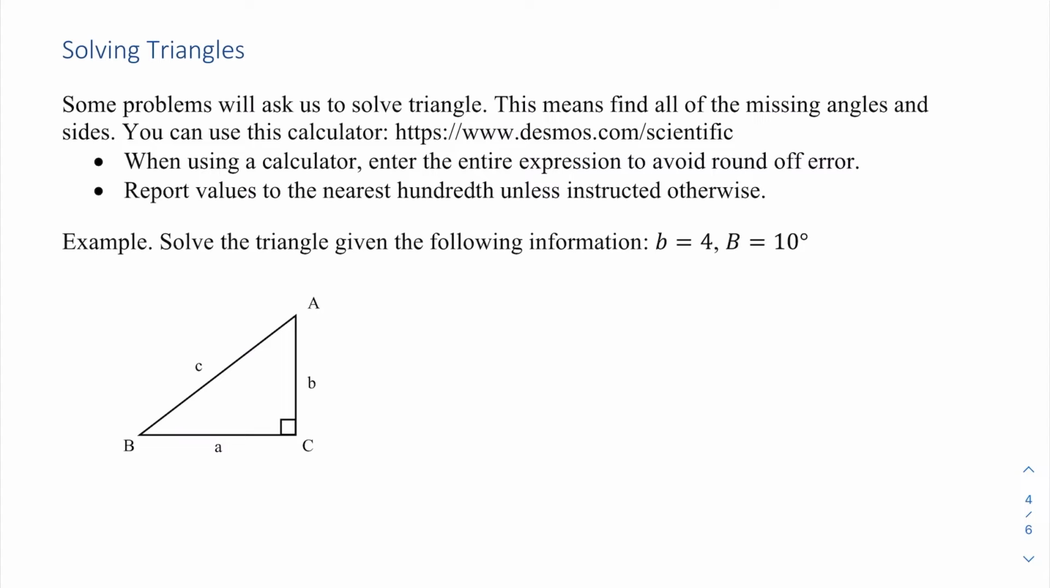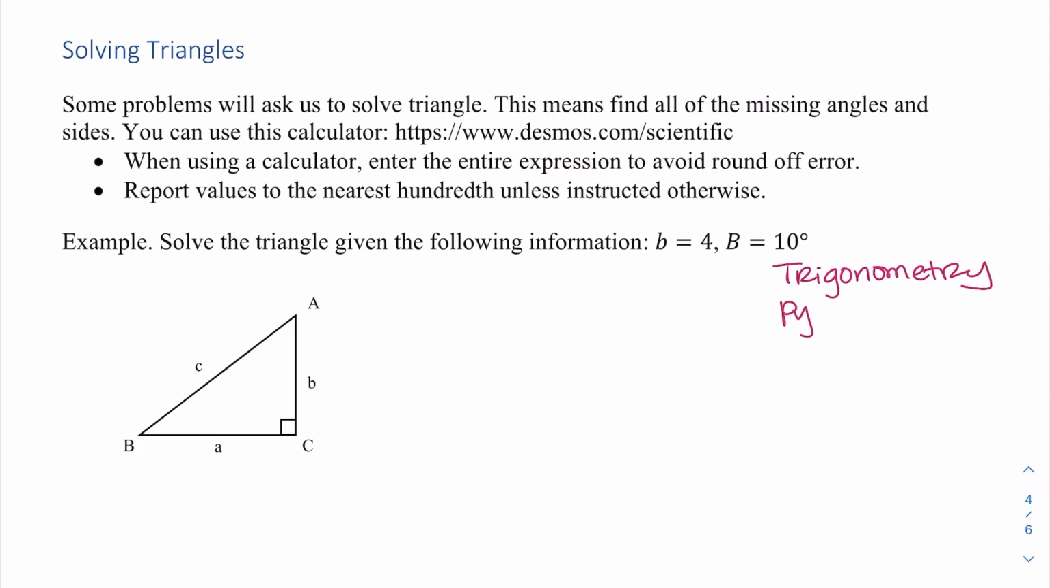desmos.com/scientific. Now, when using a calculator, you want to make sure to enter the entire expression to avoid round-off error, and report values to the nearest hundredth unless asked otherwise. There's going to be a few tools that we're going to need when solving a right triangle. So in this case, we're still thinking about right triangles. So we're going to use some of our trigonometry.